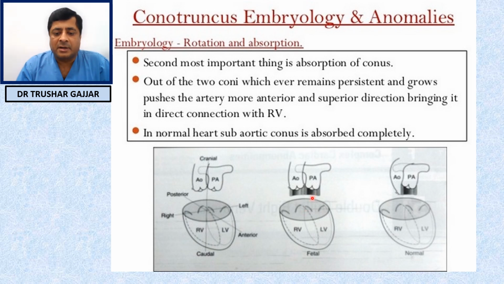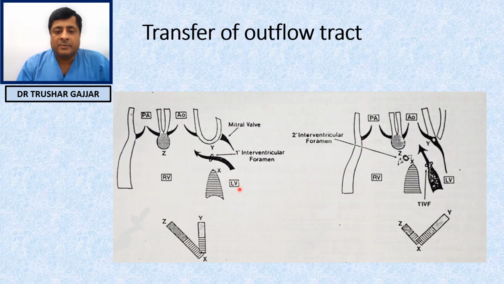That's how the pulmonary artery is pushed forward. The subaortic conus disappears, so the aorta remains behind. That's how the pulmonary artery is anterior to the aorta. Rotation brings the pulmonary artery to the left of the aorta. We have seen this transfer of the outflow tract by regression of the inner curvature of the heart and the subaortic conus. The subpulmonary conus remains, and that's how the pulmonary artery is pushed anteriorly.